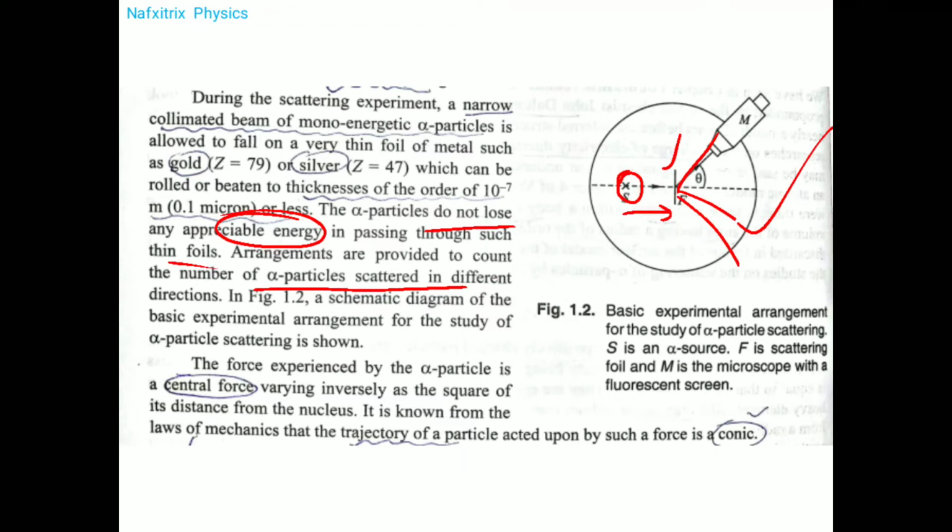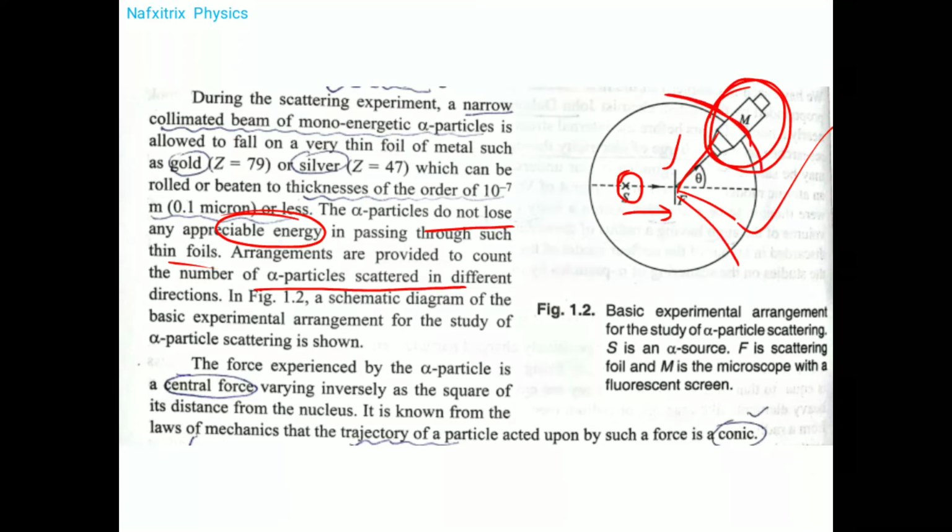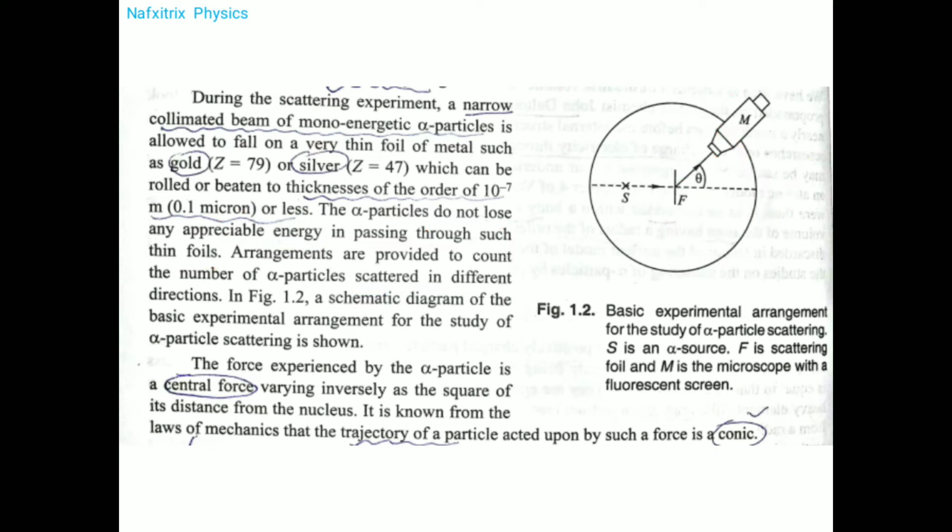For observing those particles, we have fixed a microscope with a fluorescent screen. When the alpha particles fall on the screen, we can count them through the scintillations. This microscope would be moving, and it would find in which direction the alpha particles are scattered a lot, whether in this direction or this direction, like that.